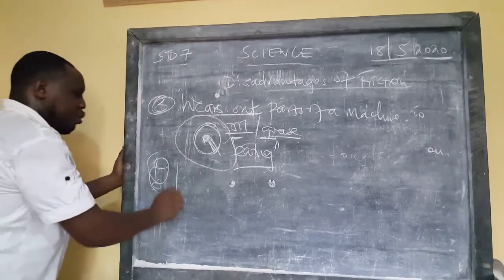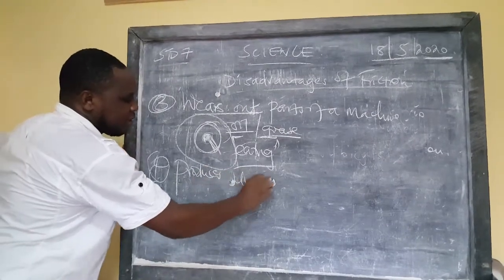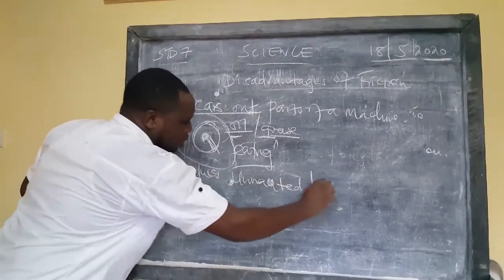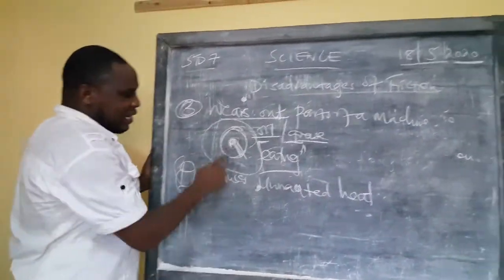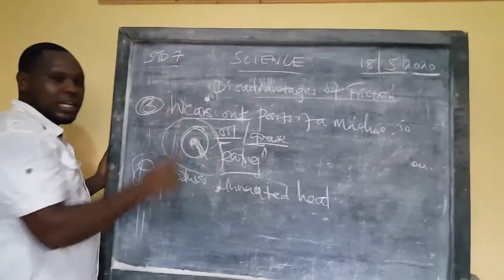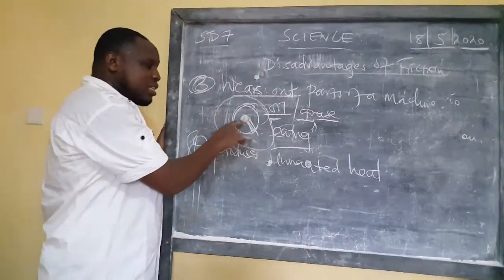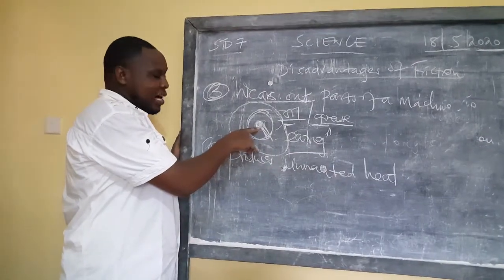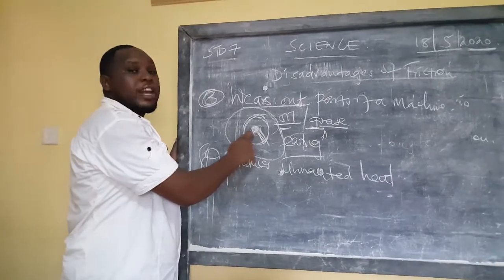Then number four, we are talking about how friction produces unwanted heat. Remember I said this, I'm going to use this as an example. This metal is lying on the other one and it's rotating. I wonder if you go and touch this part after you've carried out some work, you'll be burned.